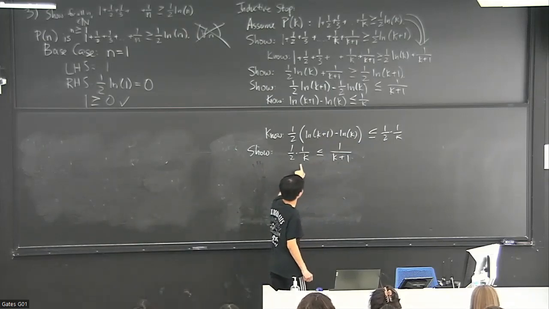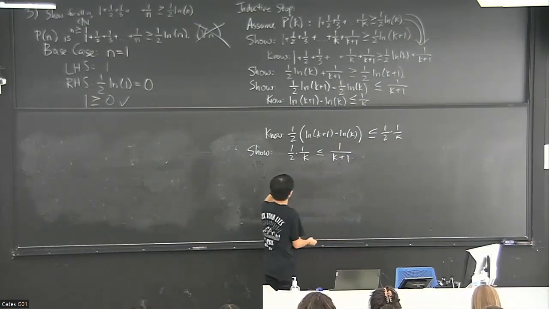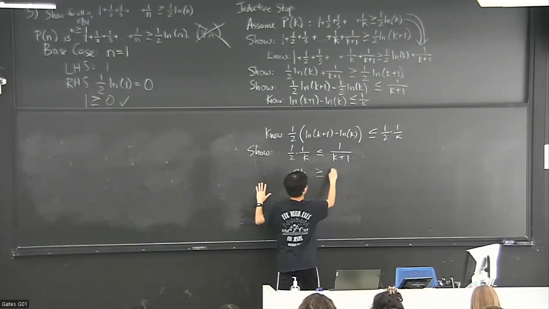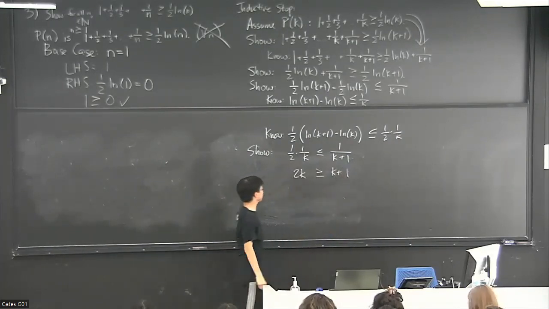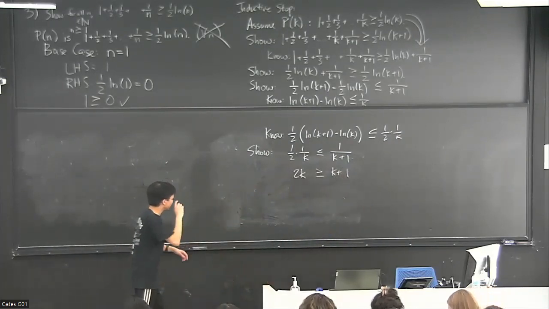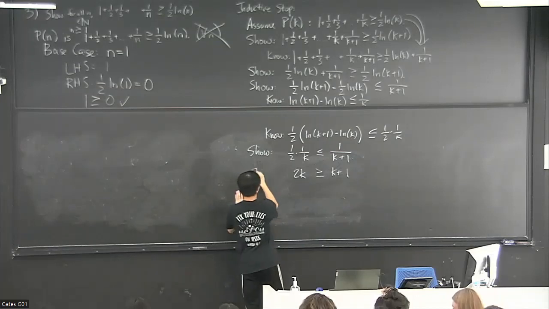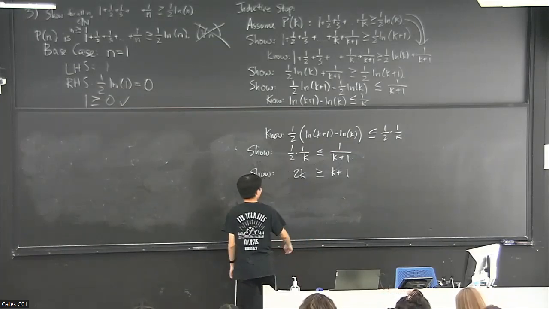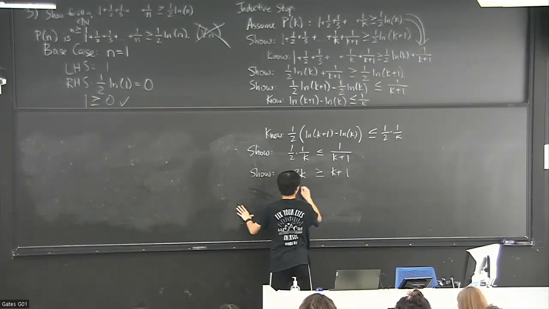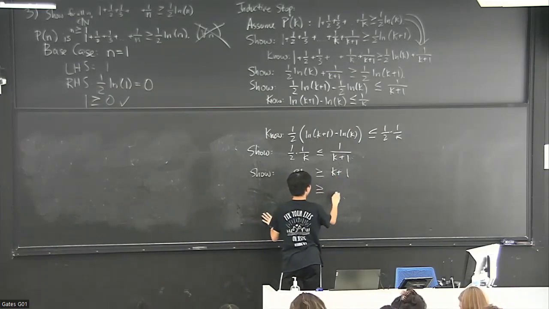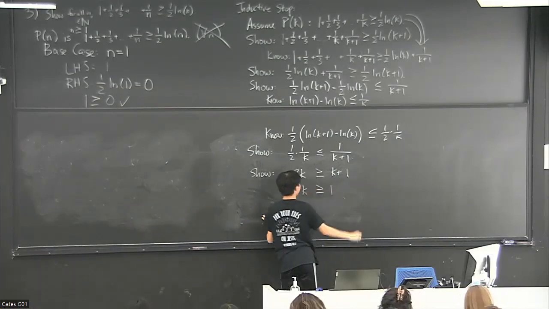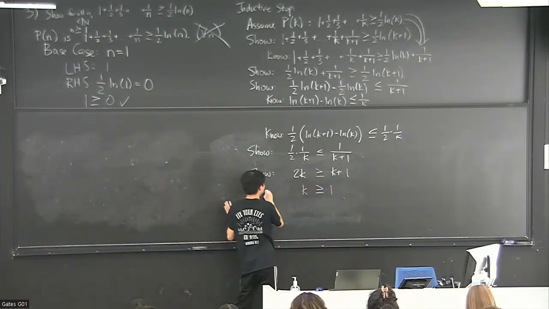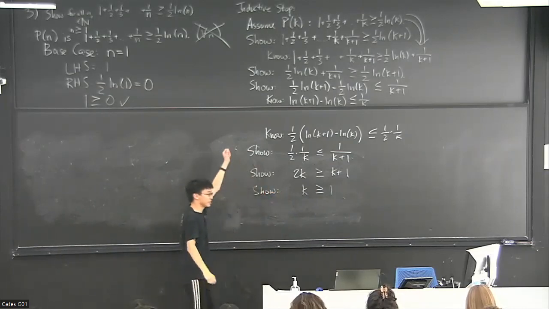Now, if I want to get here, what can I do? Well, I can take the reciprocal of both sides. That switches the inequality. So as long as I can get here, I can also do algebraic manipulation. I can move k here, k greater than or equal to 1. And I know k is greater than or equal to 1 because the base case is 1.